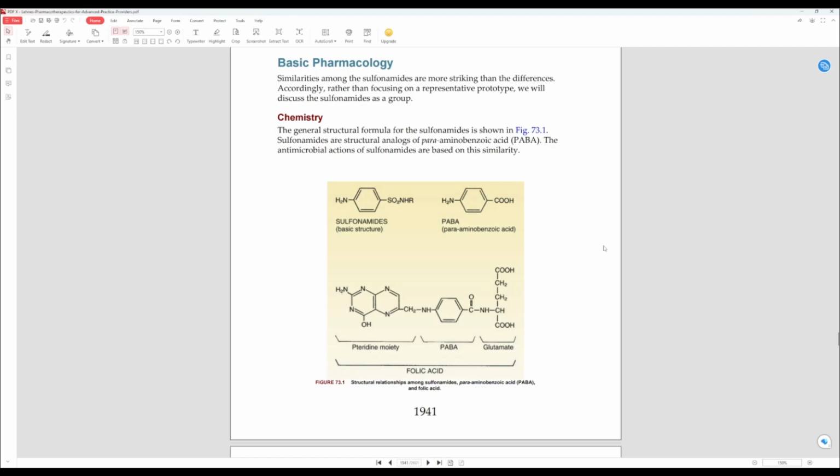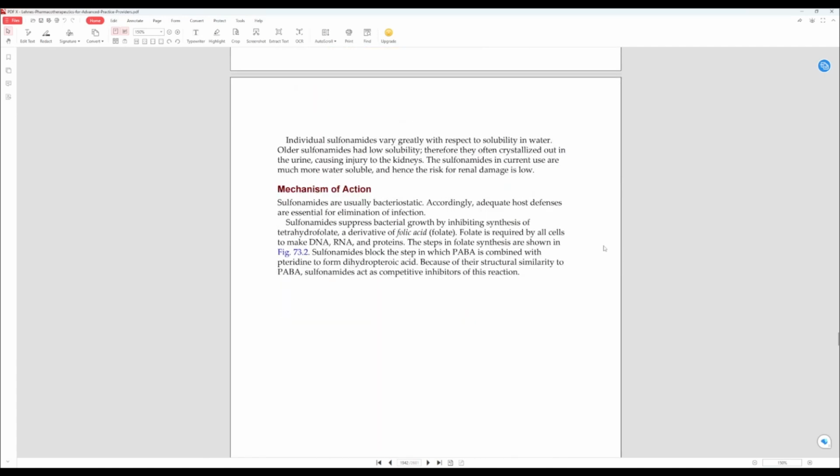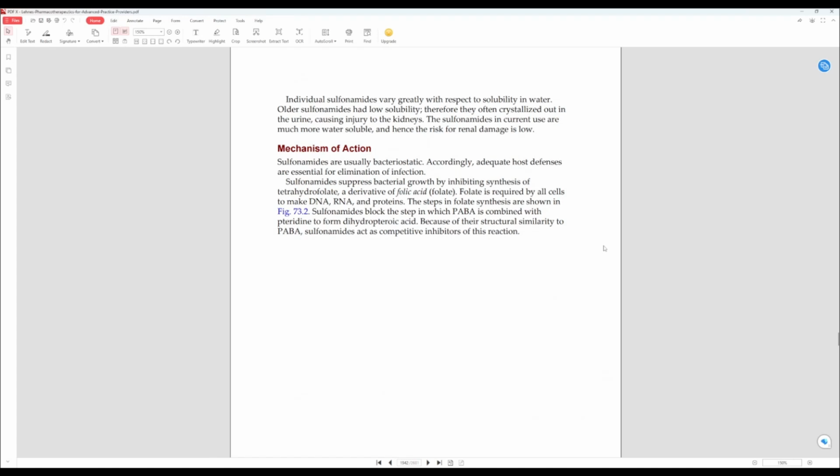Sulfonamides are structural analogs of para-aminobenzoic acid. The antimicrobial actions of sulfonamides are based on this similarity. So here you're taking a look at the structural relationship between sulfonamides, para-aminobenzoic acid, and folic acid. Individual sulfonamides vary greatly with respect to solubility in water. Older sulfonamides had low solubility, therefore they often crystallized out in the urine, causing injury to the kidneys. The sulfonamides in current use are much more water soluble, and therefore the risk for renal damage is considered low.